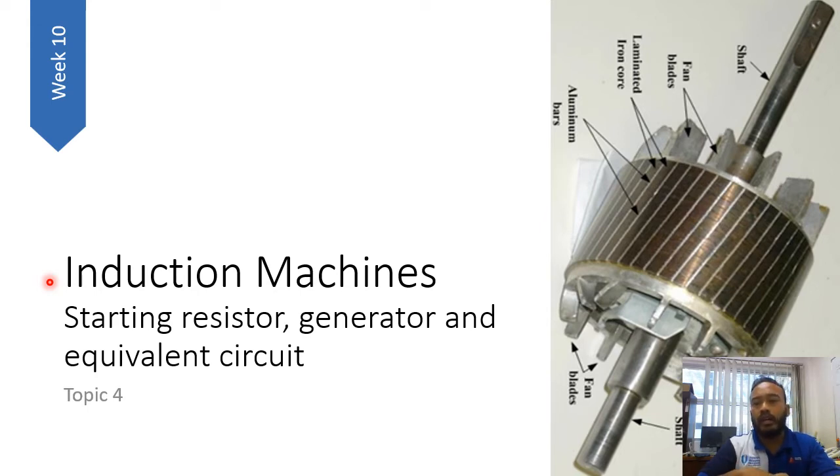So today, following that discussion, we are going to continue with how we start that machine, the problem related to starting an induction machine. We'll discuss what we call the starting resistor, then look into the mode of operating as a generator, and briefly discuss the equivalent circuit, which is a method to analyze the electromechanical parameters or performance of the induction machine using circuit analysis.